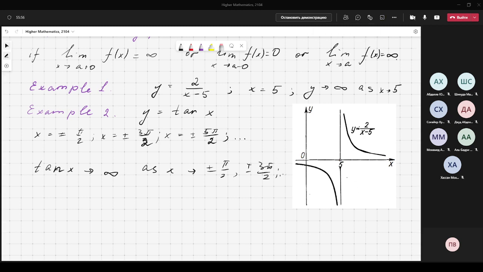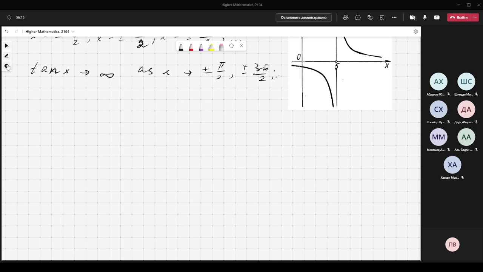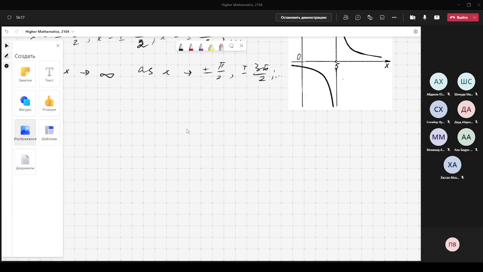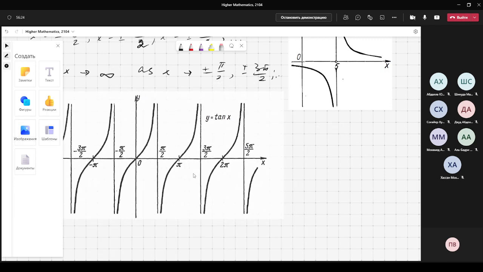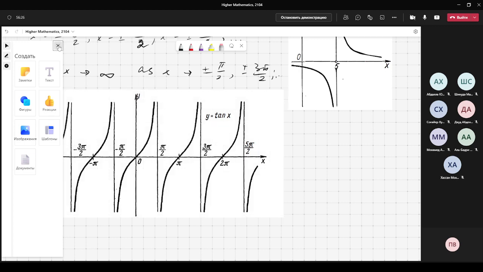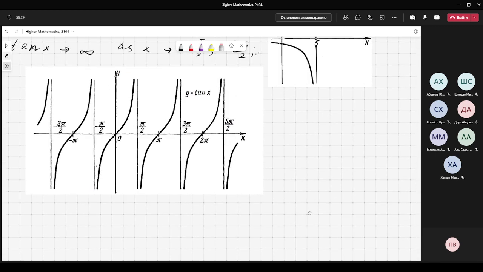We can see it in the next figure, in this graph of tangent.